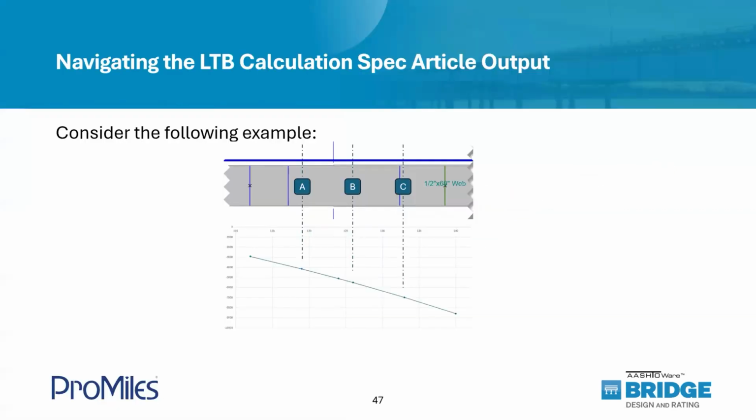So the following example illustrates how to navigate the BrDR spec output for the new calculations. This is an unbraced length on the left side of an interior support location. Within the FE model, nodes will be added at the brace points, at the quarter points, which are here indicated A, B, and C, and then at cross-section changes, here there's a flange transition between points A and B. And then the maximum moment in this case is on the right-hand side of this unbraced length at the support.